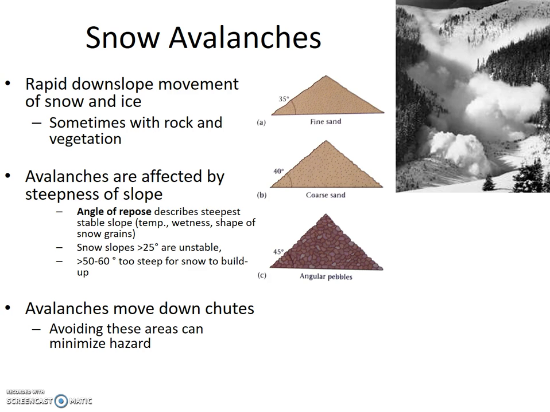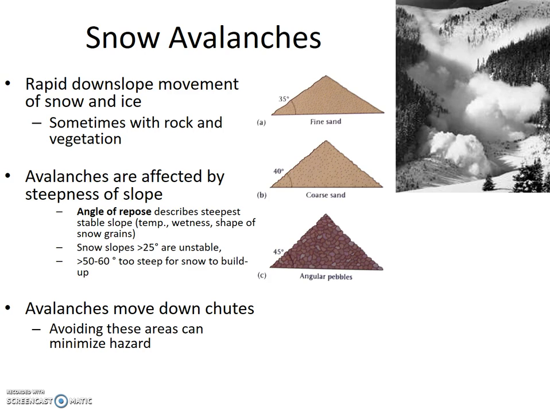On to a brief bit about snow avalanches, partly because they are so deadly. They are the rapid downslope movement of snow and ice and may contain rock and vegetation as well. Avalanches are affected by steepness of slope, which concerns the angle of repose. This describes the steepest stable slope, and that depends on factors such as temperature, wetness, and shape of snow grains. Typically, snow slopes greater than 25 degrees are unstable. But note that slopes greater than 50 to 60 degrees are too steep for snow to build up, so they do not pose much of an avalanche risk.